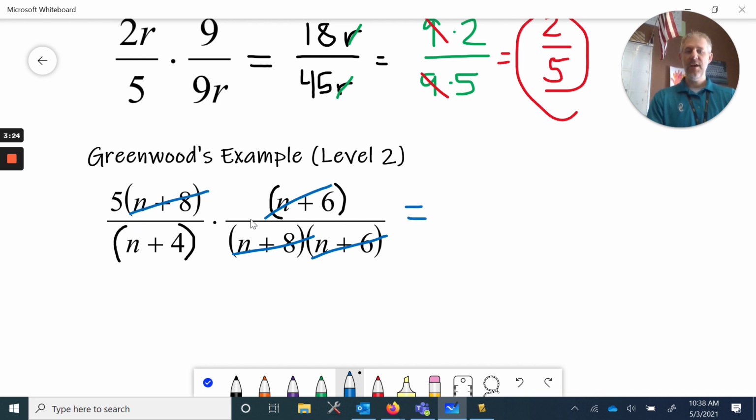And nothing else cancels. Remember, these are 1s that are left over, not 0s. So 5 times 1 is 5. N plus 4 times 1 is just the quantity n plus 4. It doesn't have to be written in parentheses.